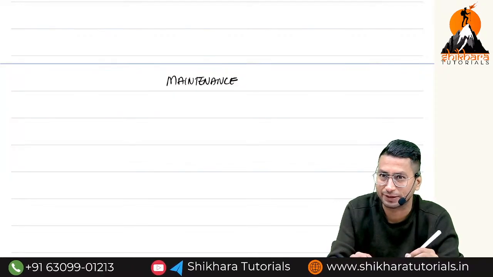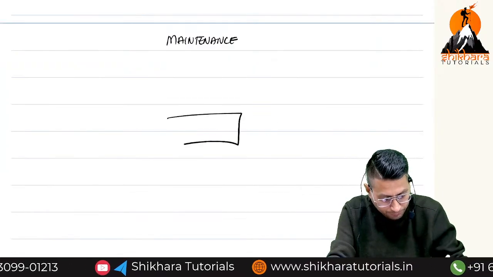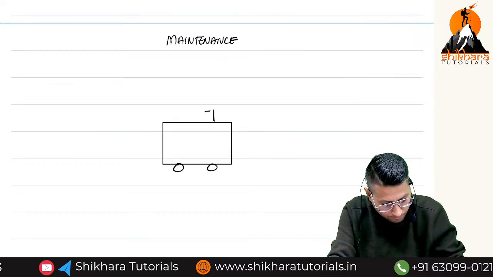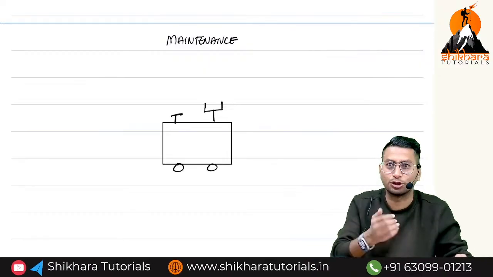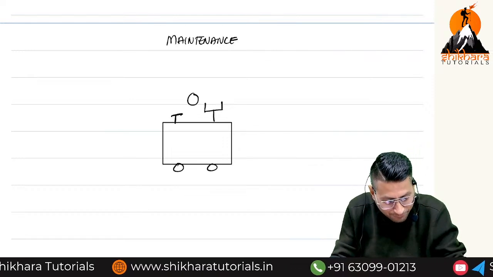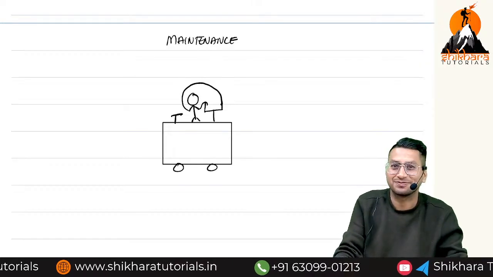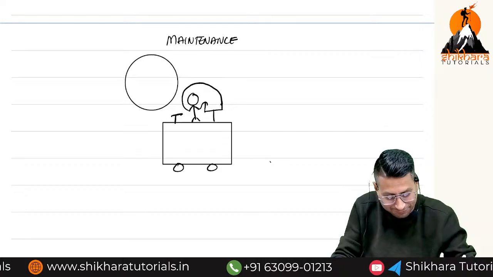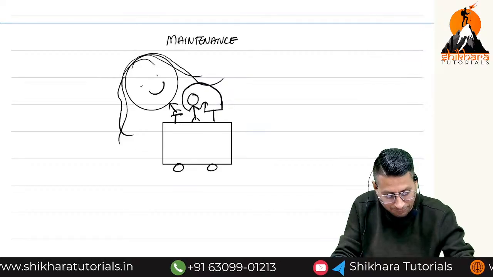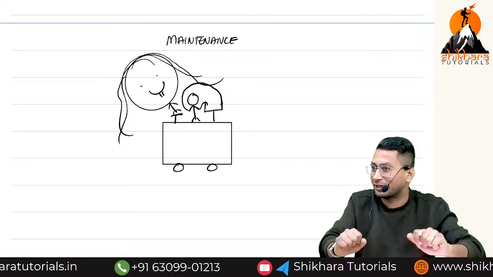Let us take a simple example. I will draw something, you tell what it is. This is a scooty. Husband is driving the scooty. Wife is sitting behind.